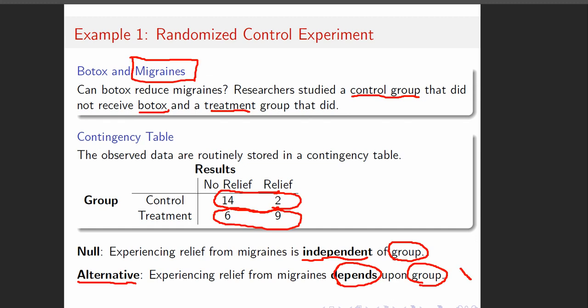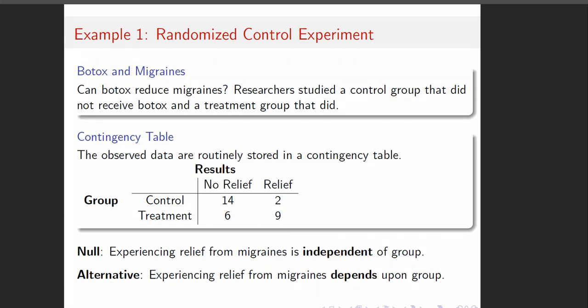And by the way, this is the one that the researchers want. Like if you're working for a pharmaceutical company or a medical company that's trying to develop a new treatment, right? You want to reject the null when you're testing your treatment. You would like the treatment group to do better in terms of experiencing relief than the control group. Okay, so if we reject the null, we'll be getting the result that the pharmaceutical company, or the medical research company, is hoping to get.